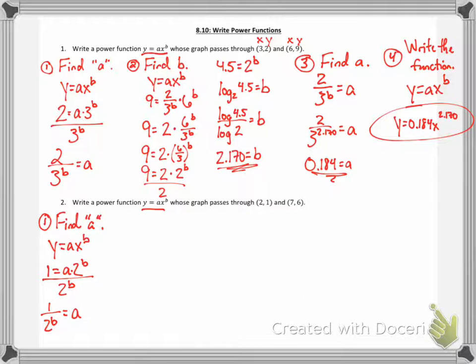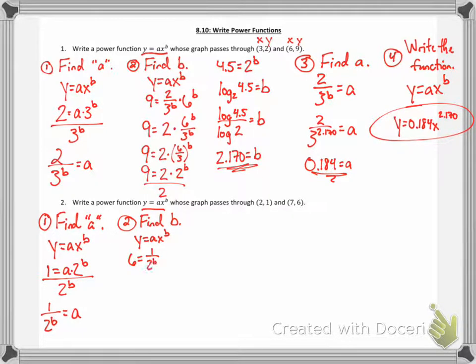Now comes the very long step 2, where we use all that information and the second point to go find b. So once again, when I go find the other variable, I'm going to use the other point, (7, 6). The 6 will go in for y.